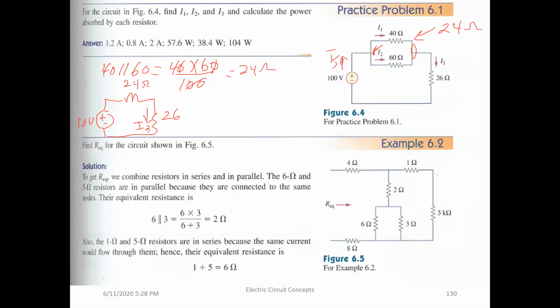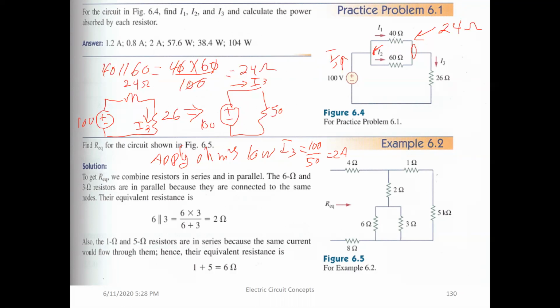Now I could use either KVL around this loop here, or I could do more simplification and combine the 24 with the 26 into one resistor, and then apply Ohm's law to find I3. So 26 plus 24 will be 50. Now it's easy. We apply Ohm's law. To find I3, it will be the voltage V over R, so 100 over 50, which is 2 amps. And this is the answer here.